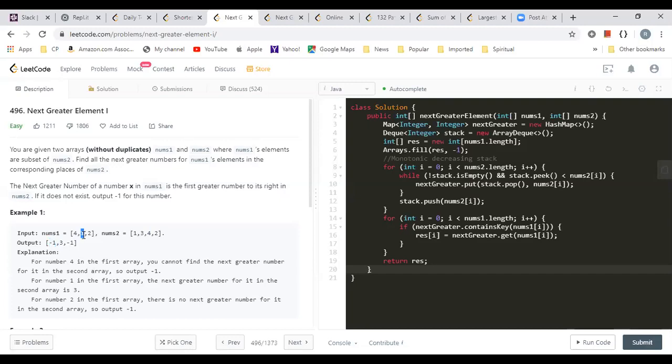For 1, we will look at num2. We'll find 1 here. And what is the number which is greater than 1? It's 3, the immediate guy. So that's the value 3 here. Same with 2. We'll first look into array 2. What is greater than 2? And next means towards the right, there is nothing, so it's -1.